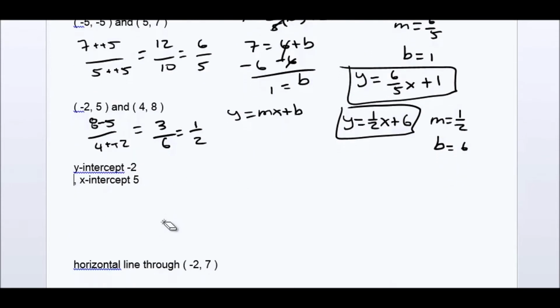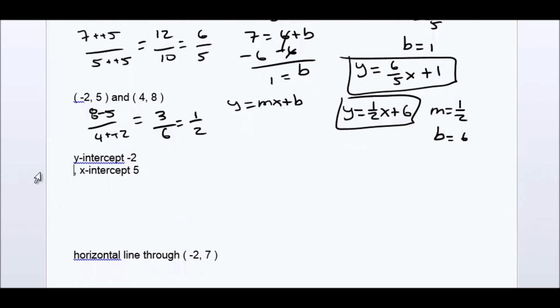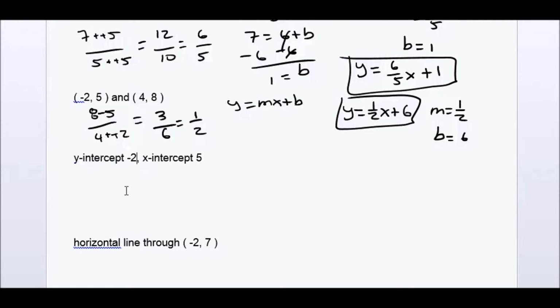Looks like we have 2 intercepts. Now, if you have 2 intercepts, it's not a big deal. That's like saying you have 2 points. So if you have a y-intercept, you have your x-coordinate 0. So 0, -2, that's a point. Now if you have your y-intercept, then remember you have your b.